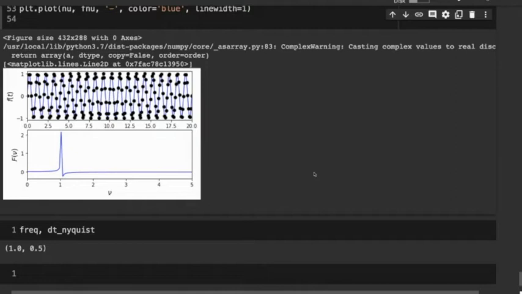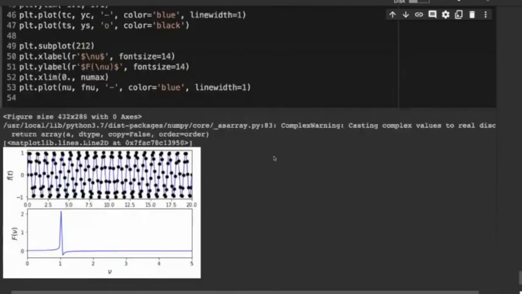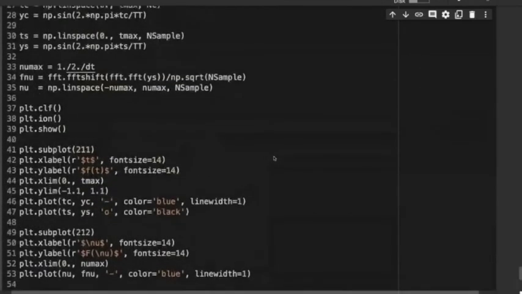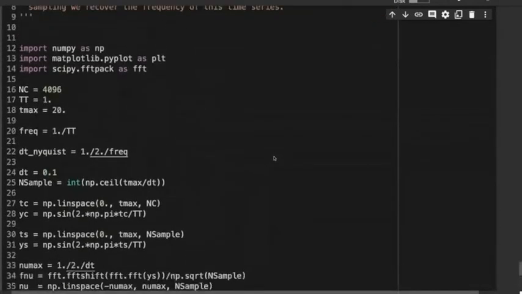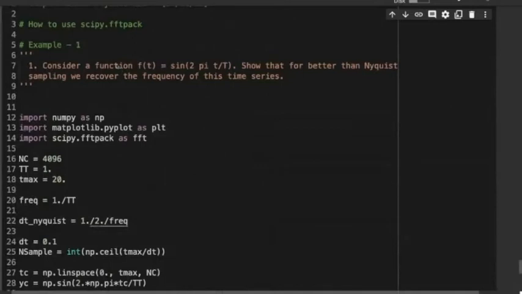All right. So that was the first thing that I wanted to demonstrate to you. And now we will almost do the same thing, but instead of a single frequency, now I will have two frequencies. So let me just copy this entirely.